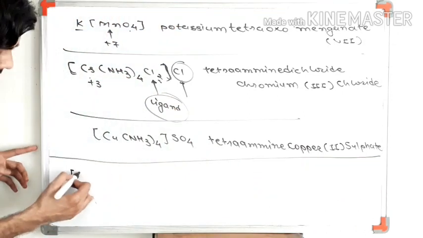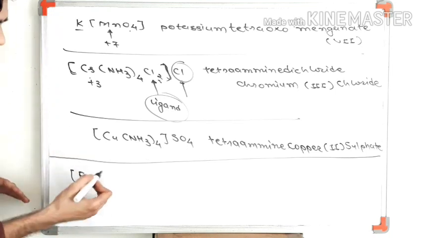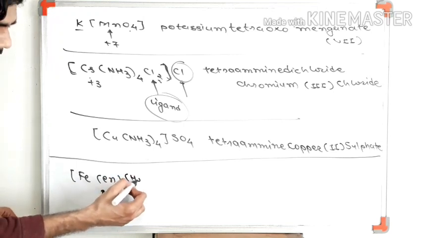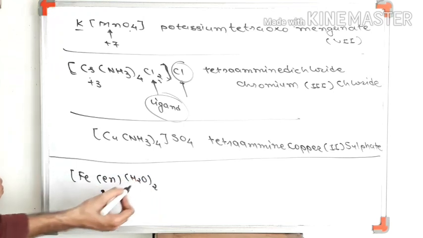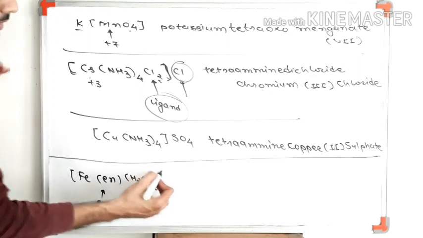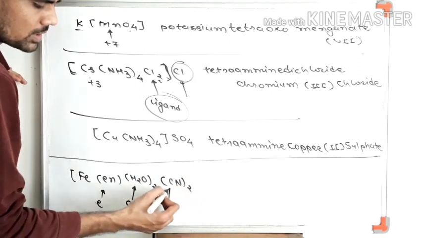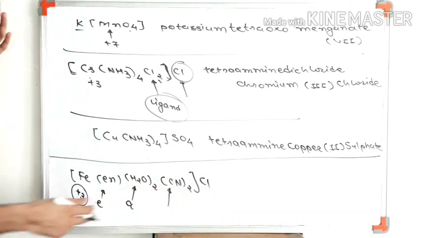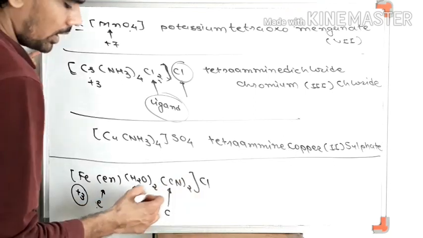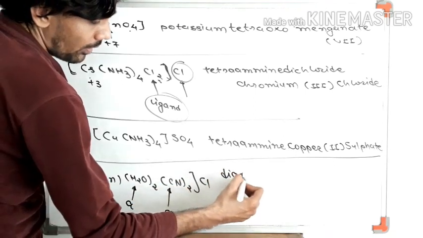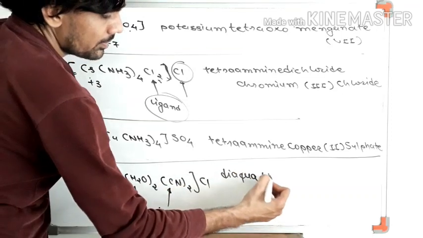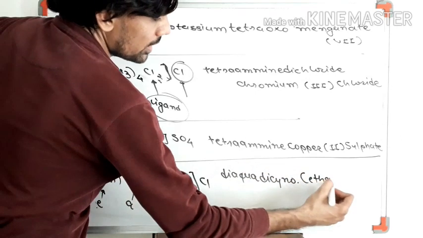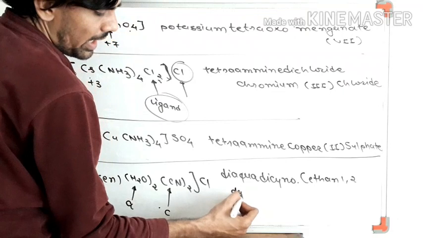Now for this: Fe, en for en, H2O 2 times for H2O, CN 2 times for HCN, and Cl. The oxidation number should be +3. Then A, C, after that E. A means diaqua, C means dicyano, and E means mono, ethane-1,2-diamine.